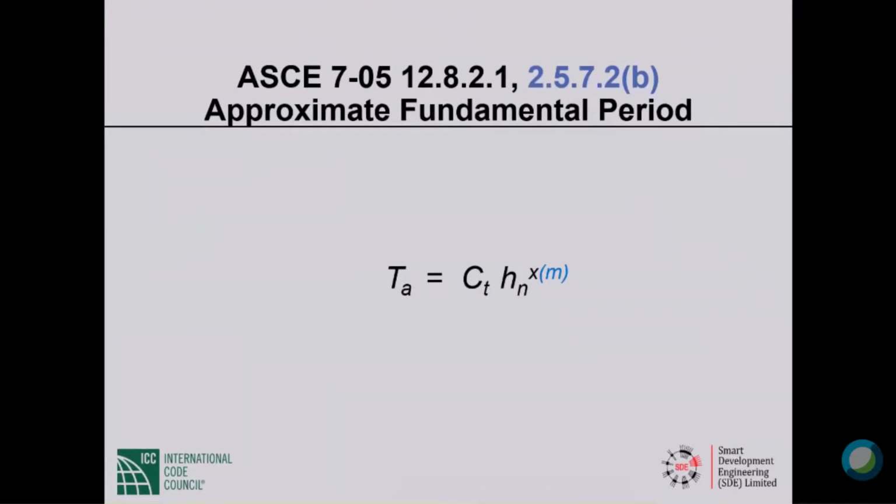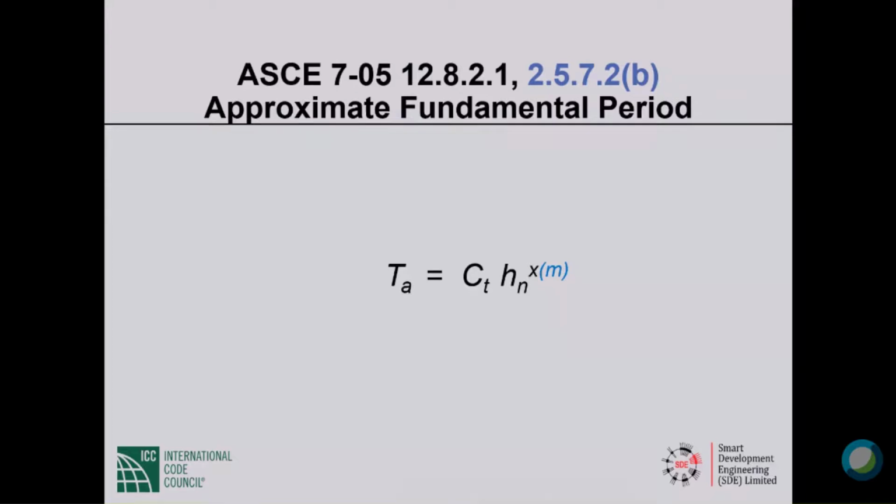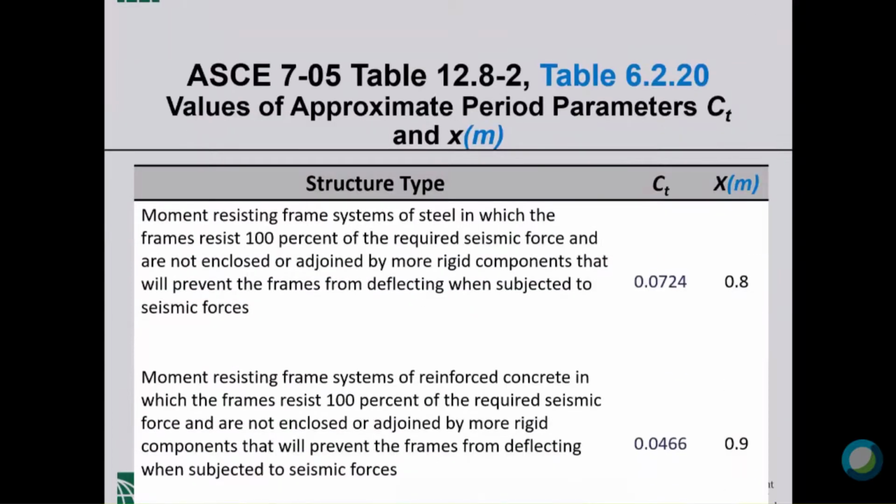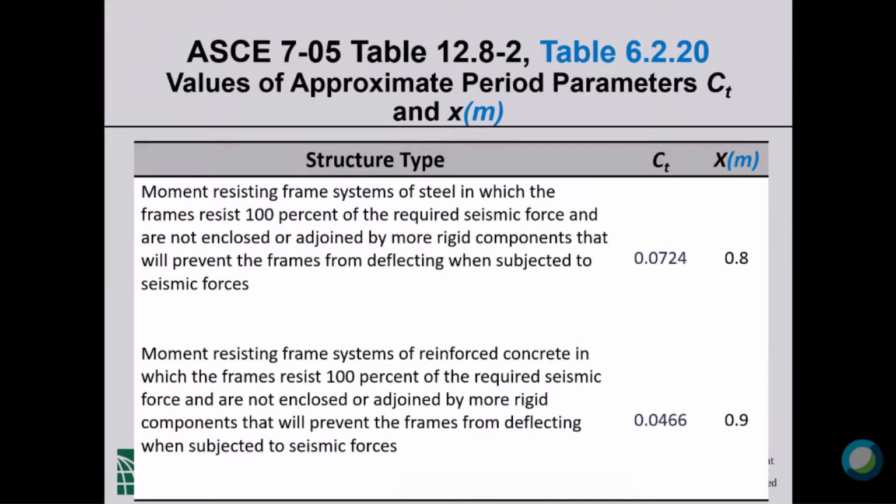The approximate period is now a coefficient times height. This is the structural height as defined, raised to the power of something. The something is X in AC 705 and M in BNBC 2020. Okay, these are the coefficients. For moment resisting frames of steel, 0.0724 height raised to the power 0.8. For concrete moment frame, 0.0466 height raised to the power 0.9.